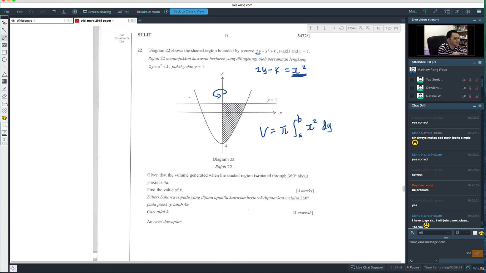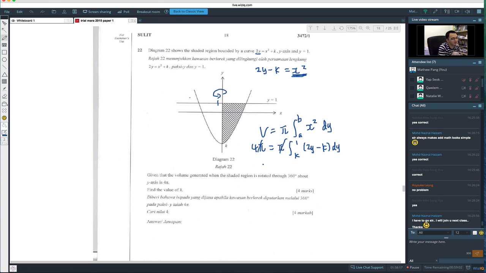So the question says the volume will give you 4 pi. I got the volume is 4 pi. And then find the values of k. So this is from 1 to k, isn't it? Or I can say from k to 1, because k is a smaller value, right? So I move the pi here. And then this one over here is from smaller value to bigger value. And what is x squared? It is 2y minus k, dy. Alright, pi and pi, simplify.